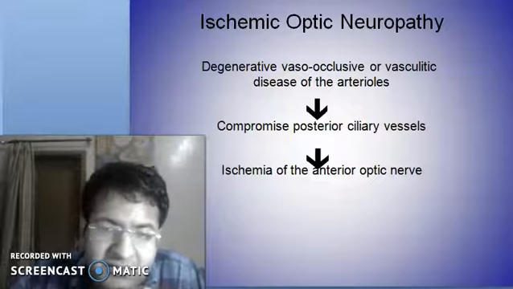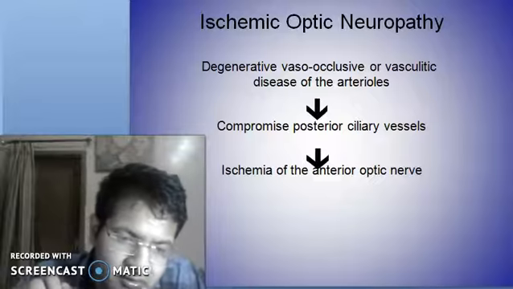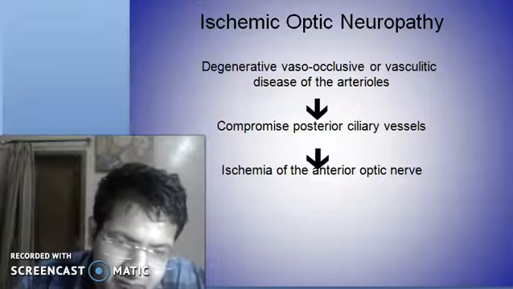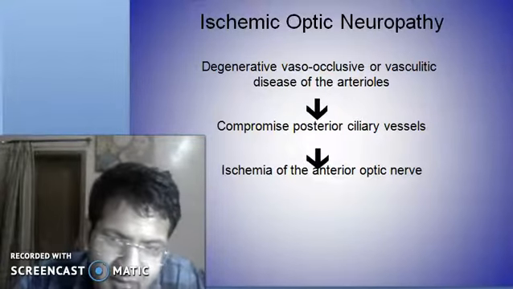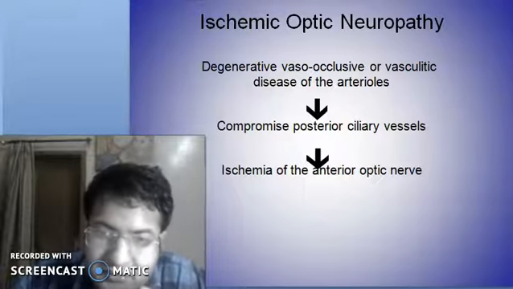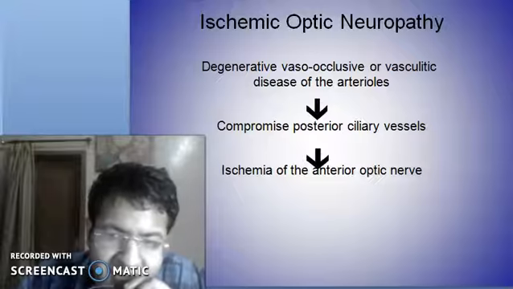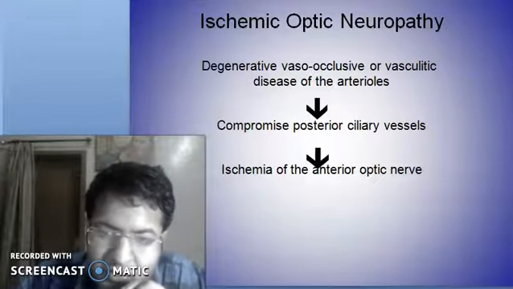There is a compromise in the blood supply from the short posterior ciliary vessels, which go around the optic nerve and form an annulus there. Hence, because of the compromise of the posterior ciliary vessels, there is ischemia of the anterior part of the optic nerve.